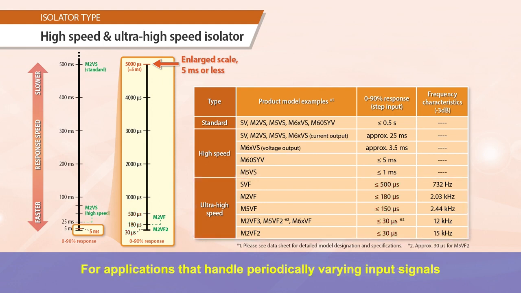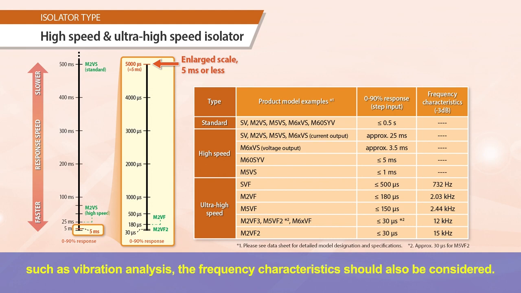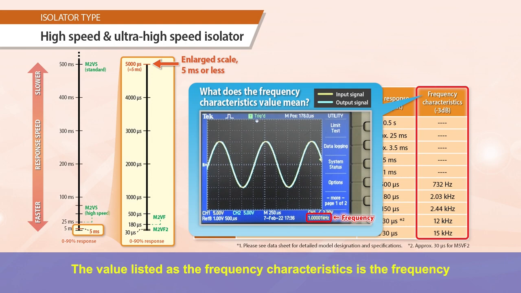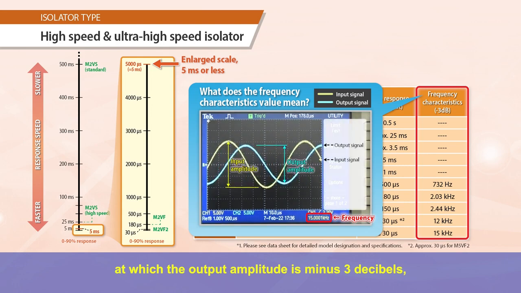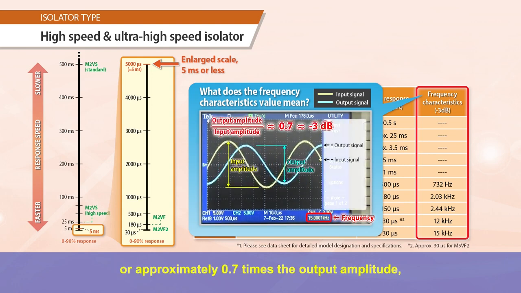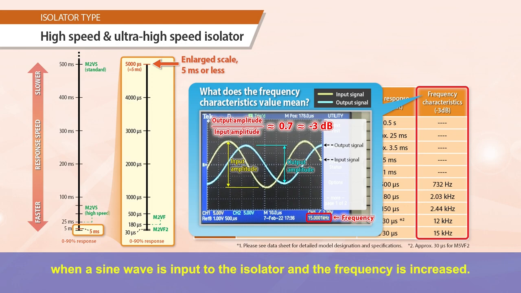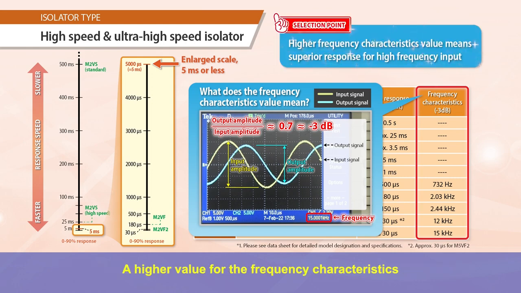For applications that handle periodically varying input signals, such as vibration analysis, the frequency characteristics should also be considered. The value listed as the frequency characteristics is the frequency at which the output amplitude is -3 decibels, or approximately 0.7 times the output amplitude, when a sine wave is input to the isolator and the frequency is increased. A higher value for the frequency characteristics indicates a better response to higher frequencies.